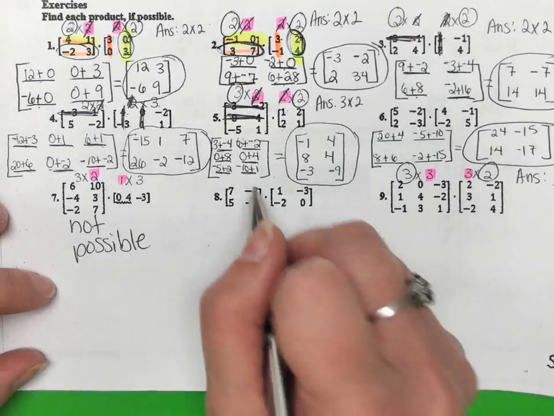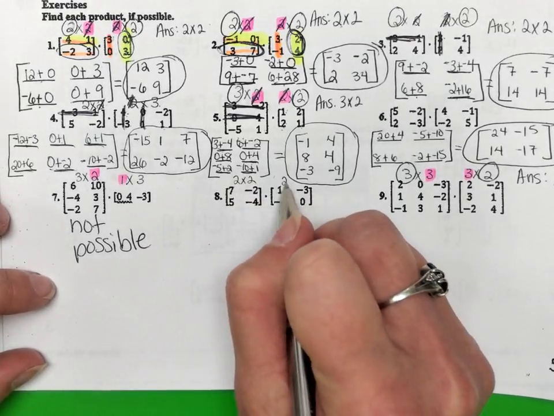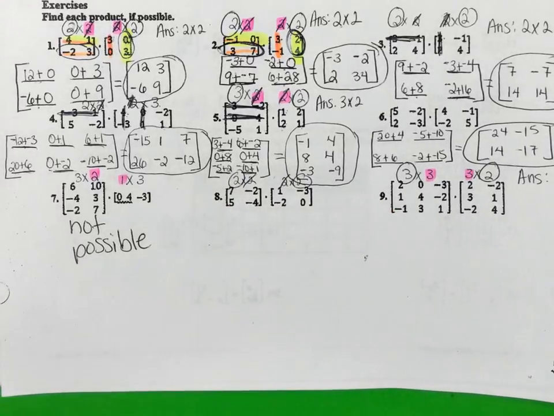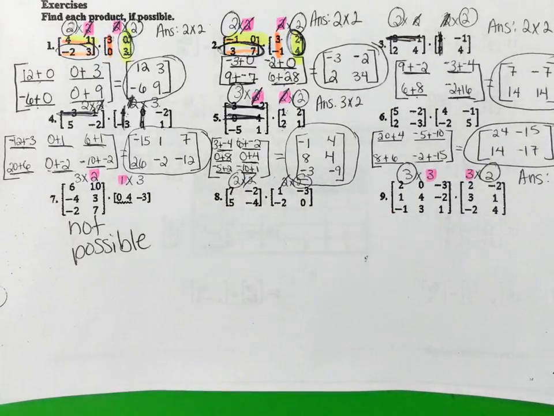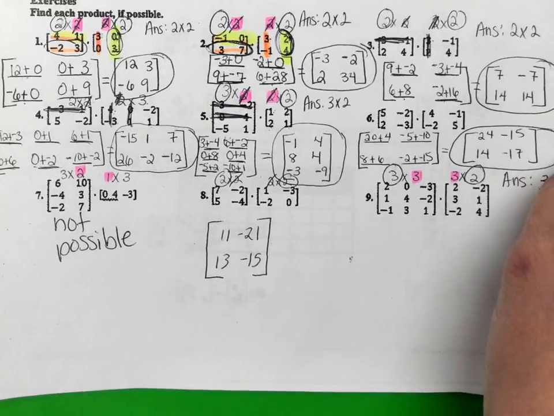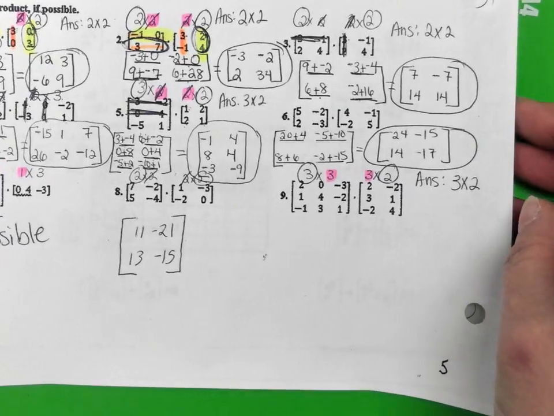All right, this is a 2 by 2, so your answer is going to be a 2 by 2. Y'all try 8. All right, there's the answer for 8. Jonathan put up 8 for you. And 9 is just a little big, okay? Your answer is going to be a 3 by 2.